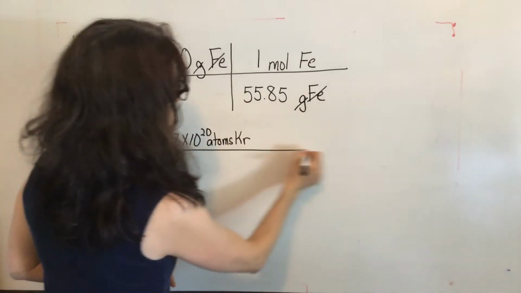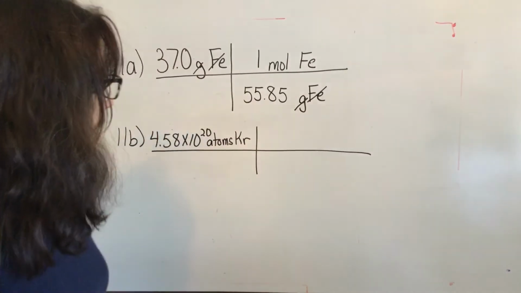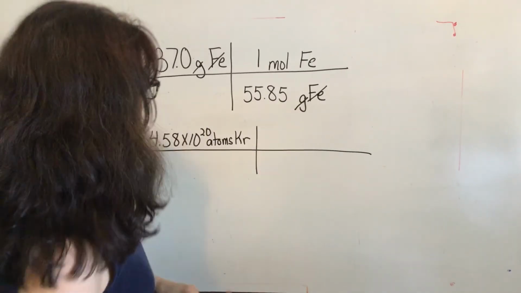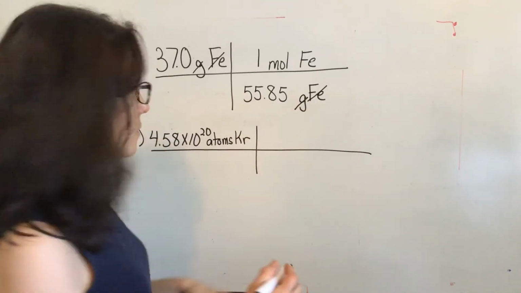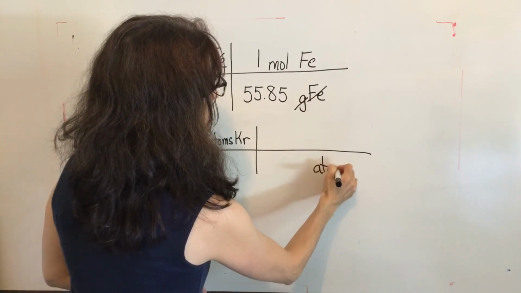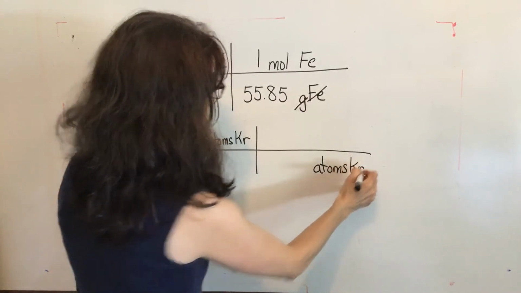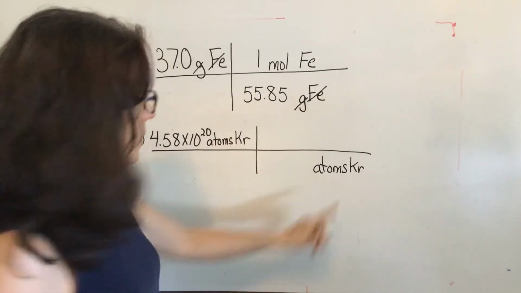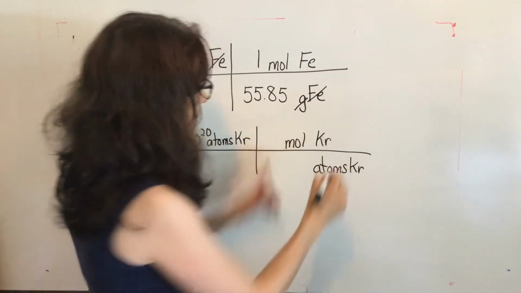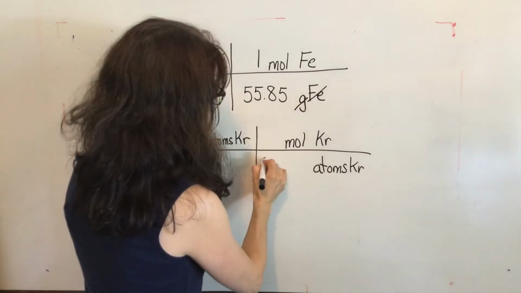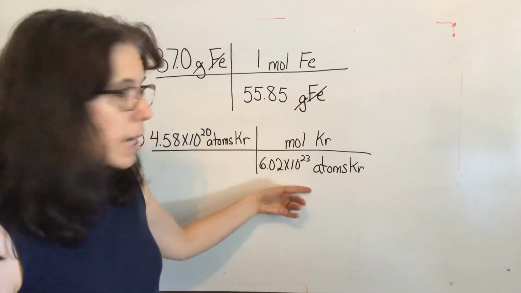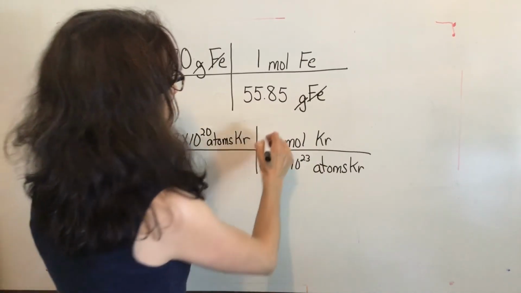All right, let's draw our railroad tracks there. All right, so we want to go from atoms, and it's asking us how many moles. So we can get straight from atoms to moles with Avogadro's number. So I'm going to write here atoms on the bottom, atoms of krypton, because I want atoms of krypton to cancel out. And I'm going to put mole because I'm going to moles of krypton. All right, let's fill in the numbers. 6.02 times 10 to the 23rd goes with the word atoms because that's how many atoms are in 1 mole.